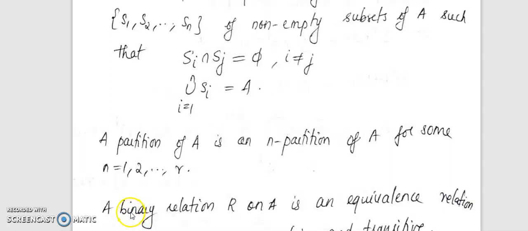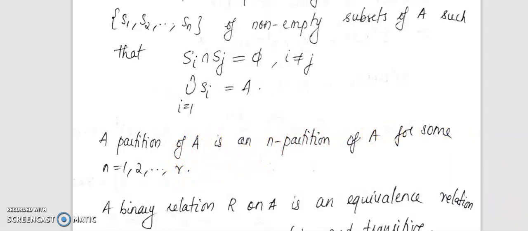Then two partition. Then the given set A can be divided into two sets S1, S2. Similarly I can divide into S1, S2, S3, or I can divide into S1, S2, S3, S4, and the maximum possible number of partitions will be S1, S2, ..., Sr. So a partition of A is an n-partition of A for some n, where n can be equal to 1, 2, 3, ..., r.